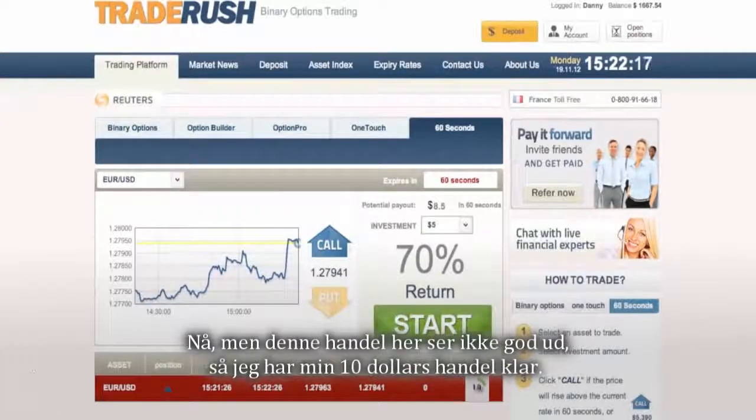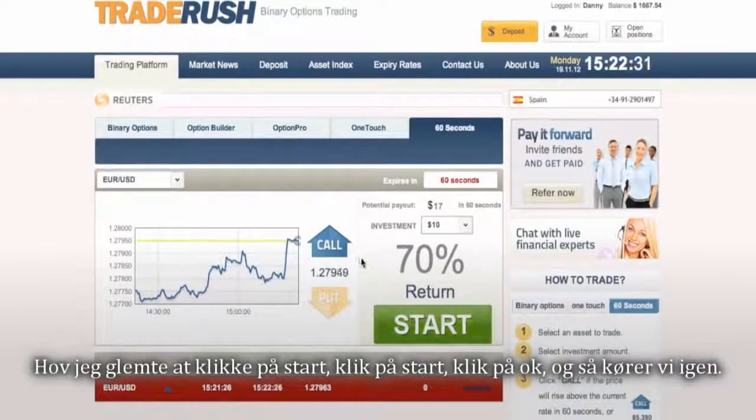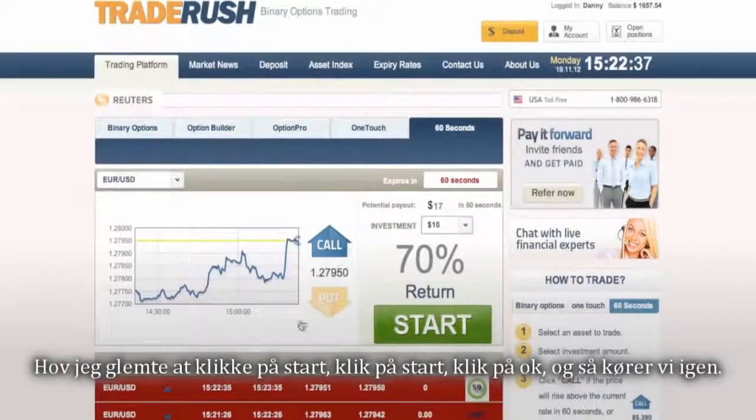So, yeah. Now, this trade is not looking good. So, I'll get the $10 trade ready. Remember to be ready to strike as soon as possible. So, select $10 trade, hit start, wait for the confirmation. I forgot to click start. So hit start, hit OK, and yeah, we're off.